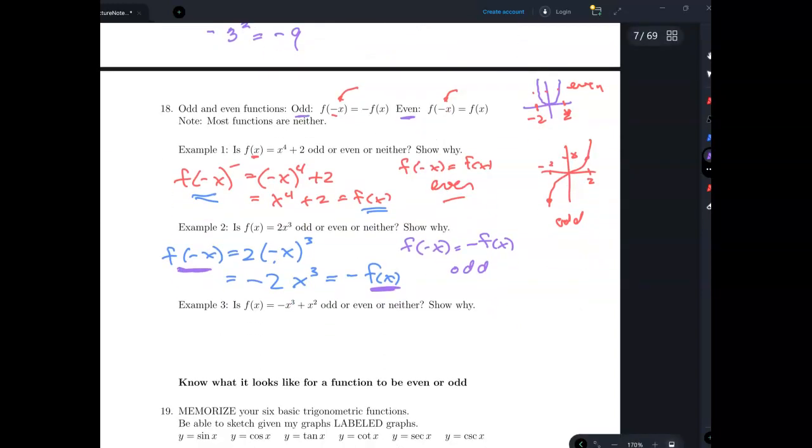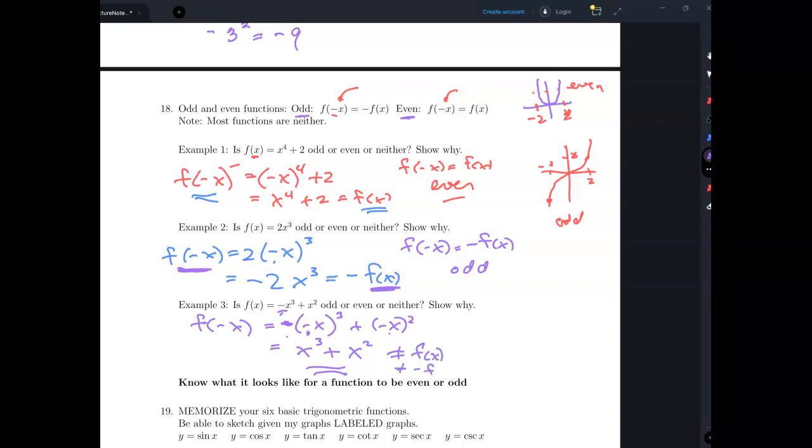Okay, what about this one? If I put in a -x, there's a negative out there, right? -x cubed plus -x squared. Cubing the negative gives me a negative, but then another negative gives me a positive. So I get positive x cubed, and then squaring that gives me a positive x squared. Hey, wait a minute. There's no way that this is equal to f of x, and it's not equal to negative f of x. So this function is neither odd nor even.